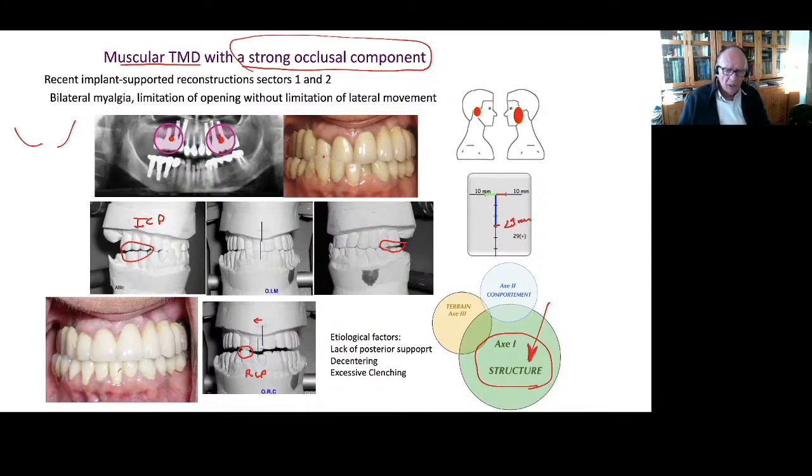And what type of treatment have I done here? Just anterior and 2 or 3 crowns here. I don't remember exactly. And occlusal adjustment on the posterior part. And the patient opens normally without pain, very quickly.